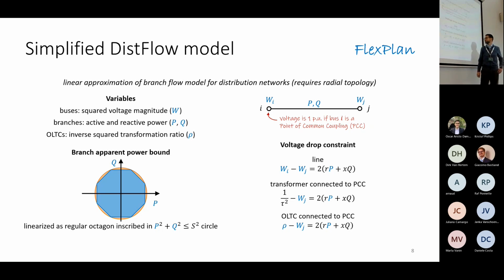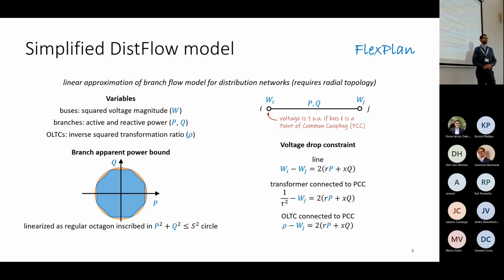For a transformer, the extension is quite simple because it is just the addition of a parameter. But we can proceed this way only in one situation, where the considered transformer is attached to the point of common coupling of the network, because an additional hypothesis of the model is that the voltage magnitude at the point of common coupling will always be at 1 per unit.